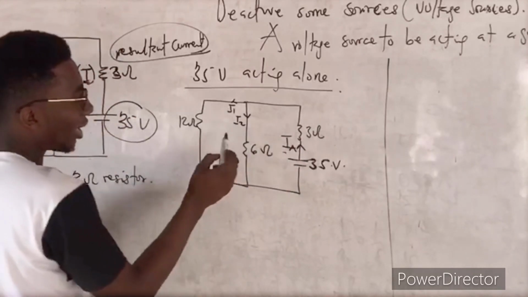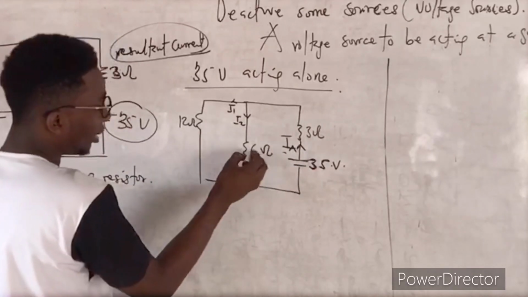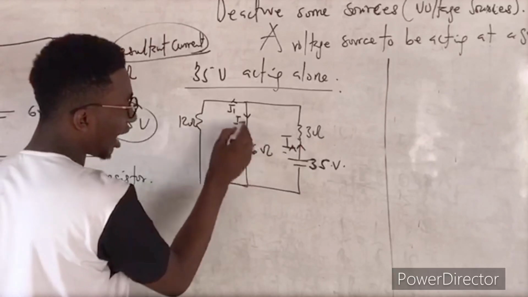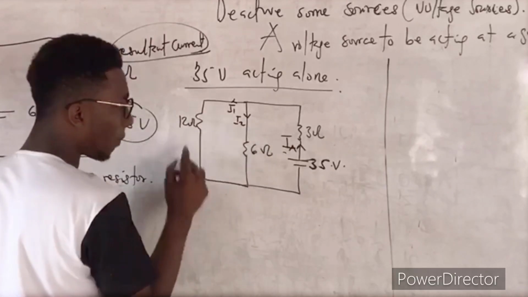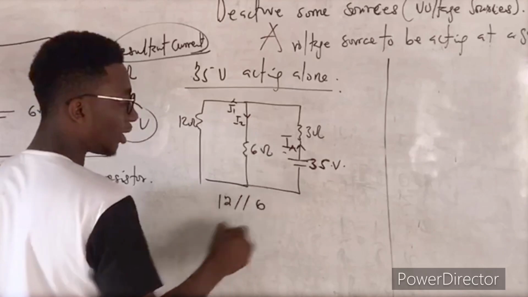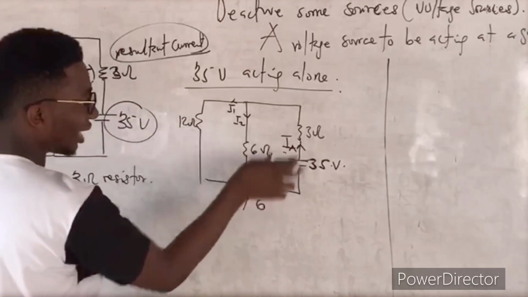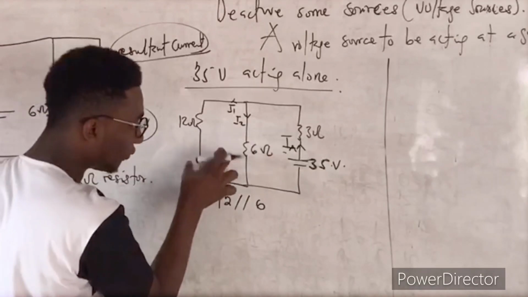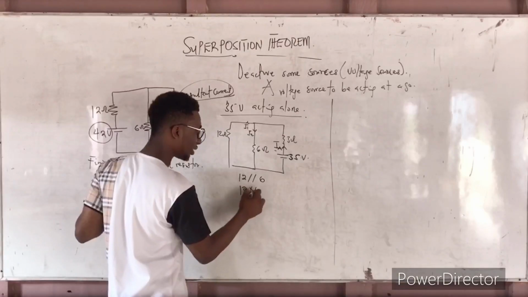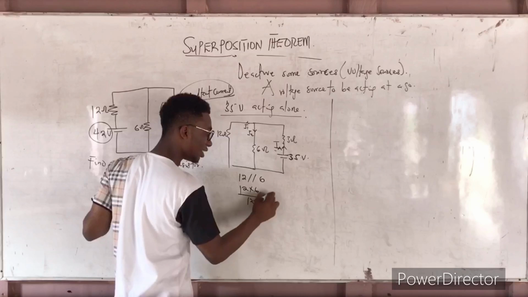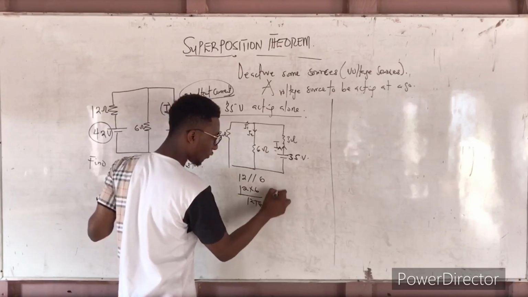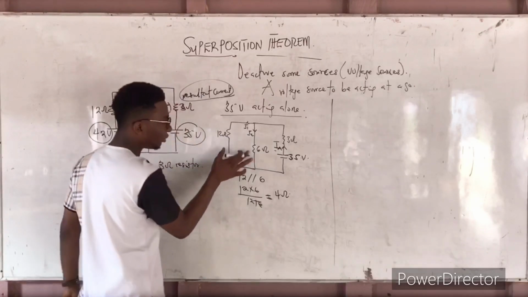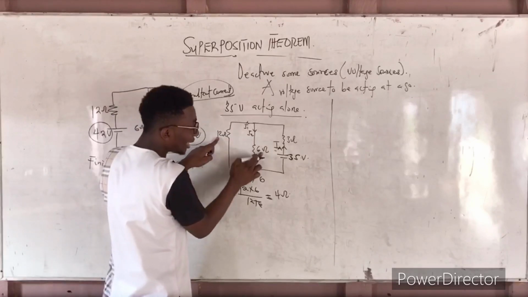To know the IA current, we understand that this 12 ohm and this 6 ohm have different currents passing through them, so they are in parallel. If it is parallel, then the effective resistance becomes 12 times 6 divided by 12 plus 6, which gives 4 ohms. So the effective resistance between the 12 ohm and the 6 ohm is 4 ohms.